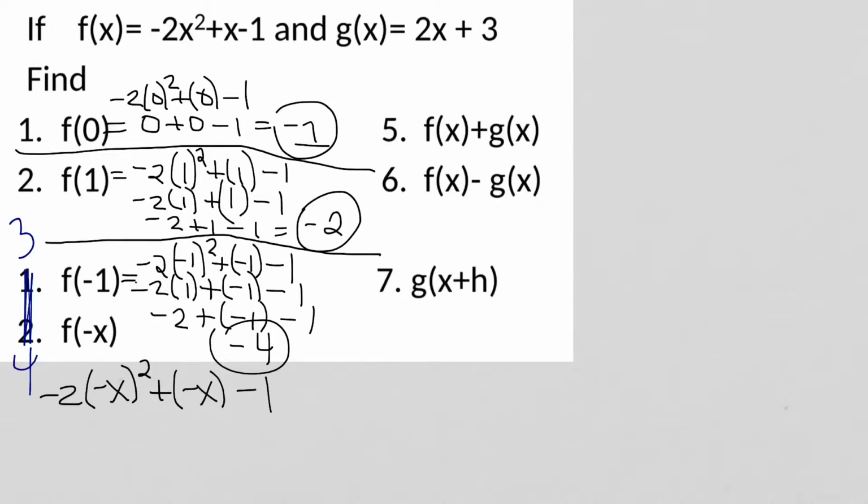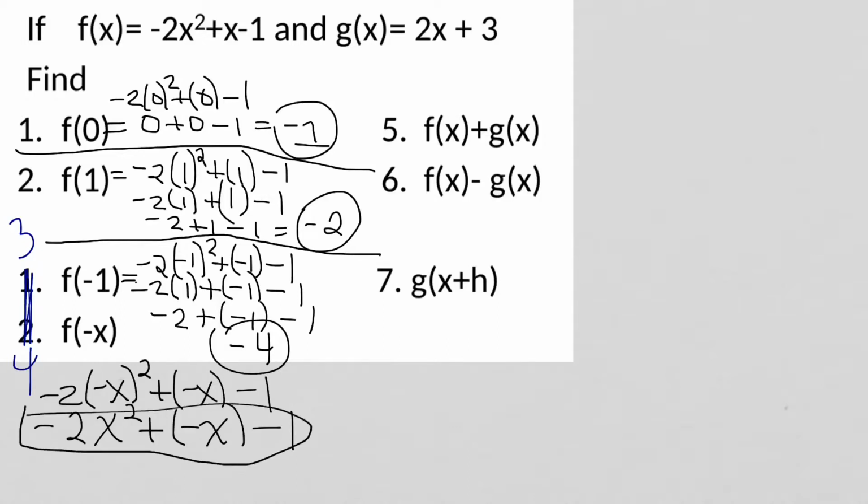I'm going to do -x to the second. So what is -x times -x? That's positive x raised to the second power, multiplying it by the -2, bringing down this -x, minus 1. Can I add anything else together? Are there any like terms? There are not. Remember, like terms have to have the same base and the same power. So this is my answer for number 4.